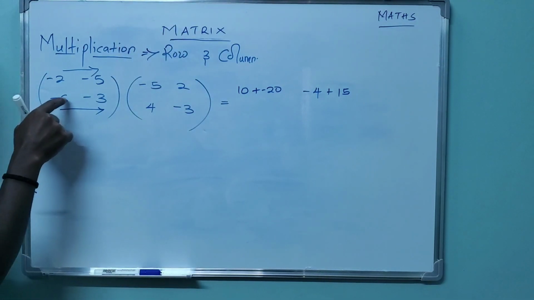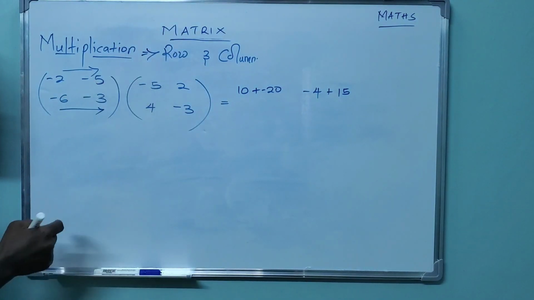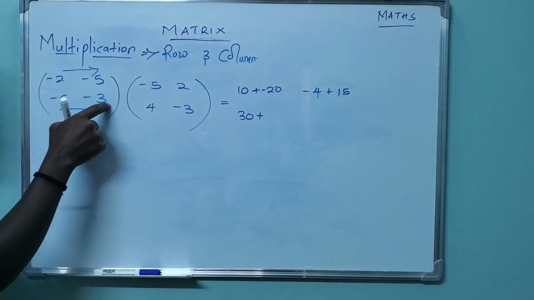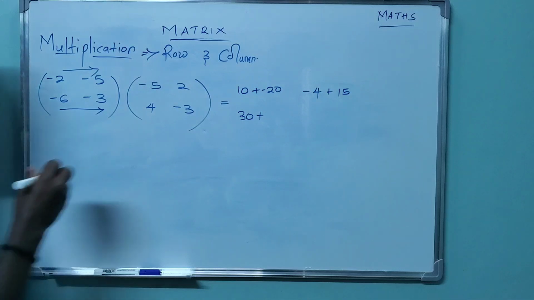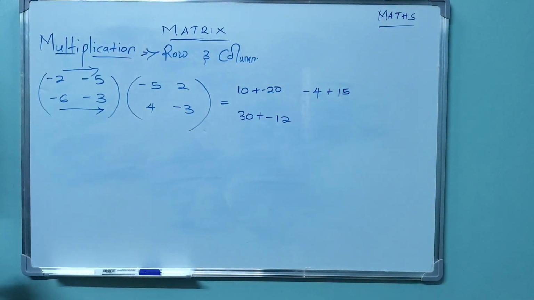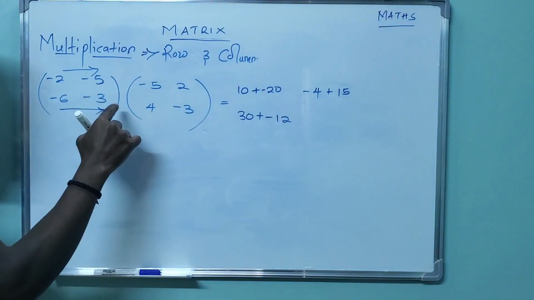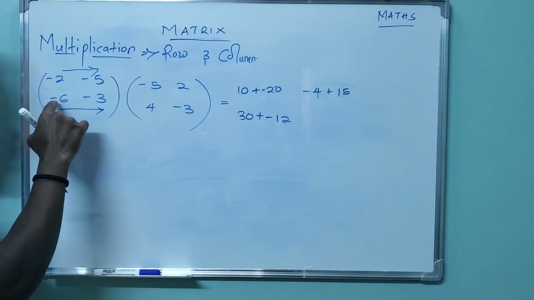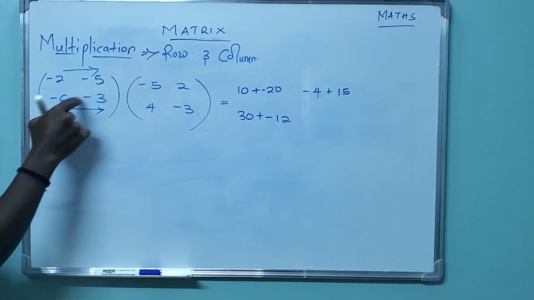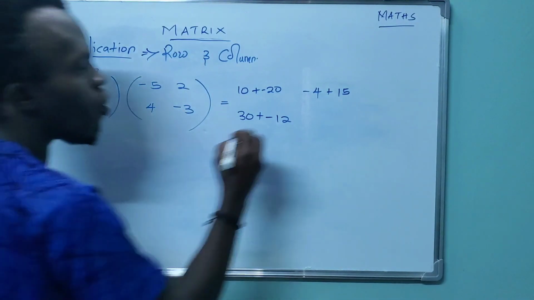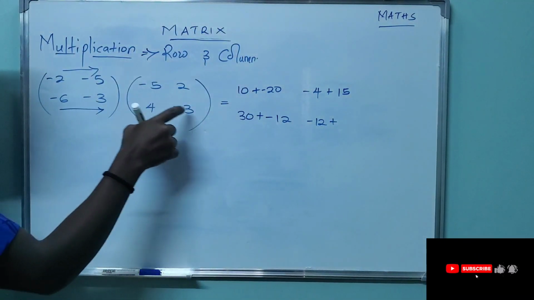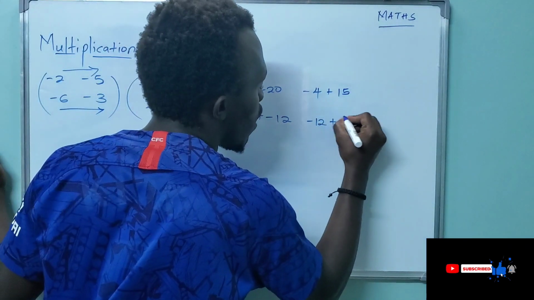I start here. -6 multiplied by -5, that is going to be 30, plus -3 multiplied by 4, that is going to be -12. I'm done with the second row and the first column. So I go to the second row and the second column, whereby I'm going to have here -6 multiplied by 2, I'm going to have -12, plus -3 multiplied by -3, I'm going to have there 9.